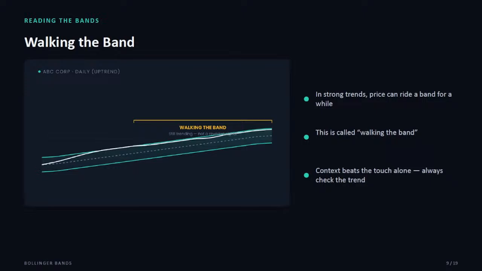So how do you actually tell the difference between price is walking the band in a healthy trend and price is at a genuine extreme and likely to reverse? This is exactly the kind of judgment call that separates more experienced traders from beginners. And honestly, it's why we never read Bollinger Bands in total isolation. We always want to look at the broader trend first and ideally bring in a second, independent confirming signal before drawing any conclusion from where price sits on the bands.